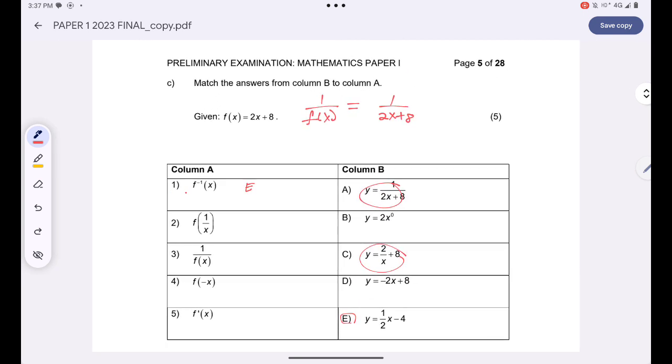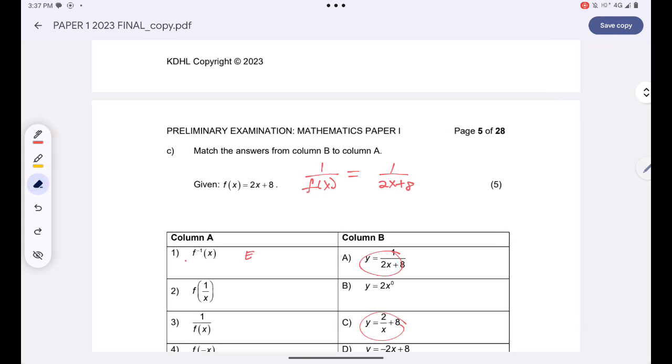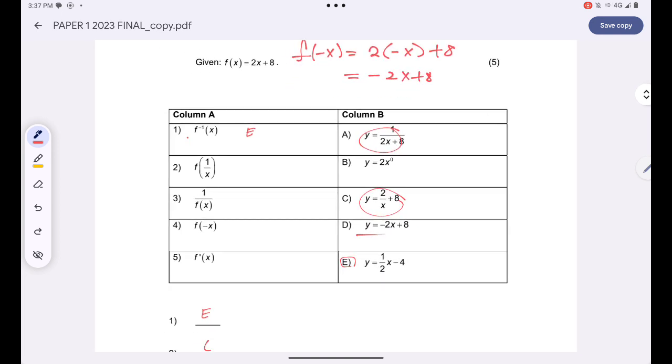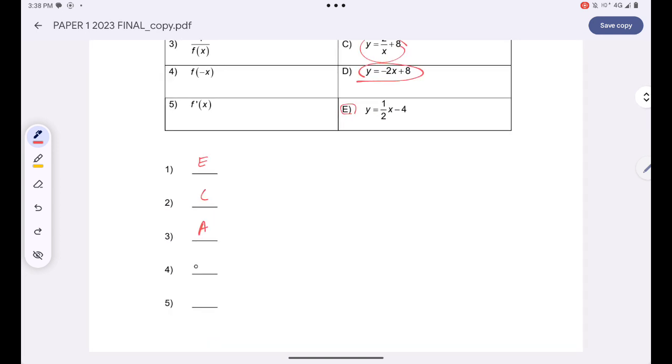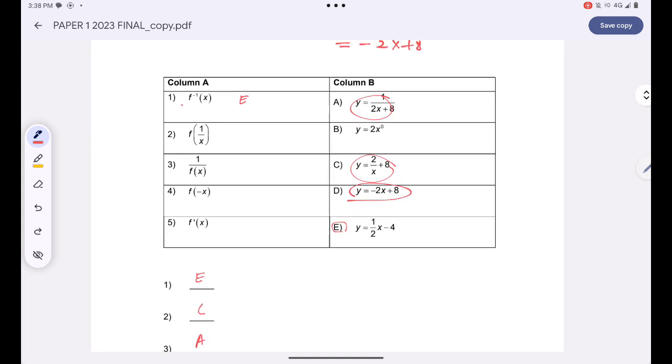And then number 4 is f of negative x. F of negative x simply means whenever I come across x, I just need to substitute negative x. So I'll end up having negative 2x plus 8. Negative 2x plus 8 is there by D. So number 4 corresponds with D. That means number 5 will correspond with B.